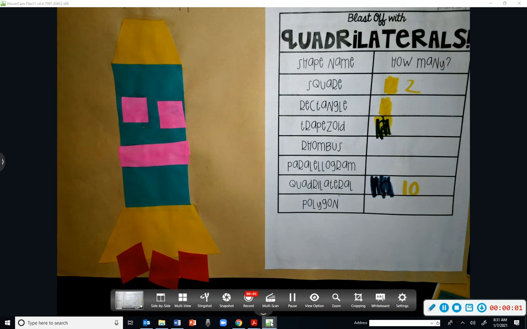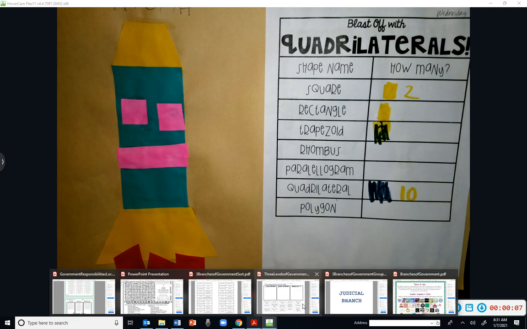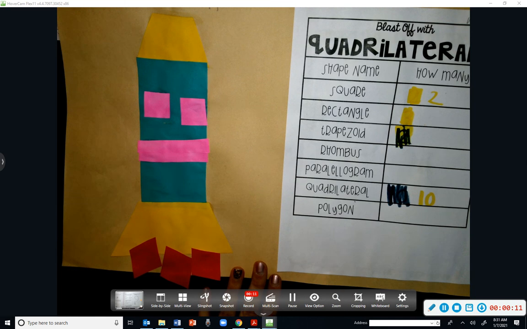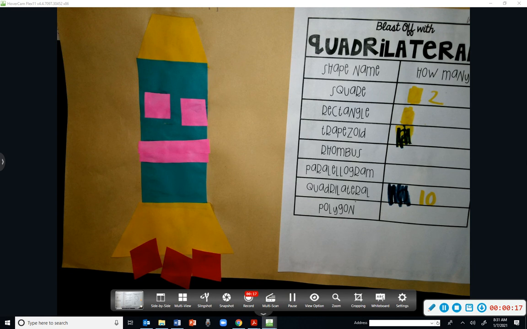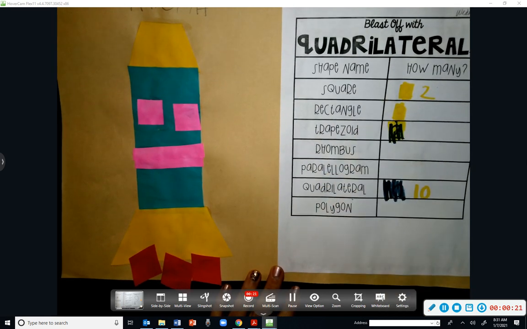Okay, so yesterday you guys had to put together a rocket. Those of you online did it digitally and had to drag the pieces over to make your rocket. This is what it would have looked like, or similar to this. So you had 10 different shapes that you put together. And then you needed to go over here and tell me how many of each shape.